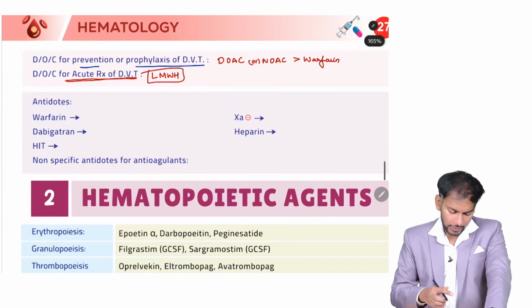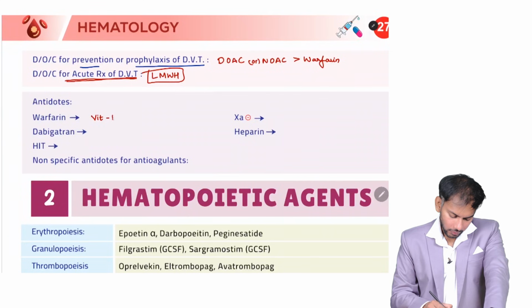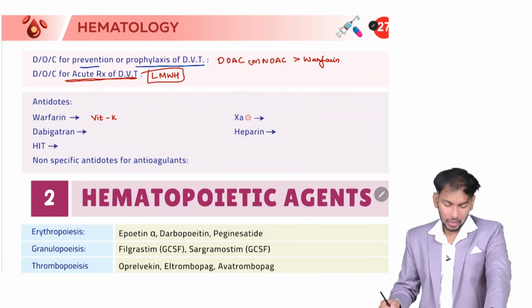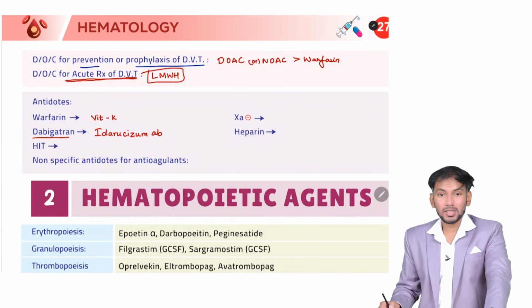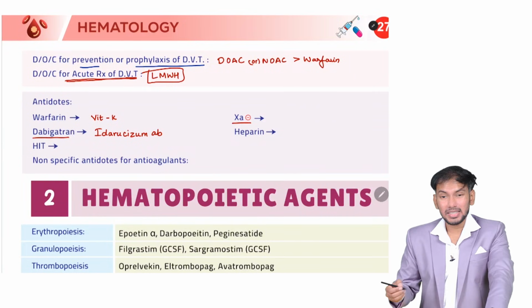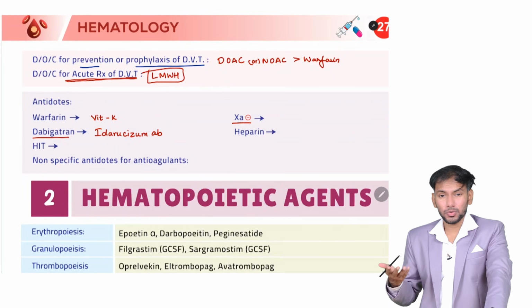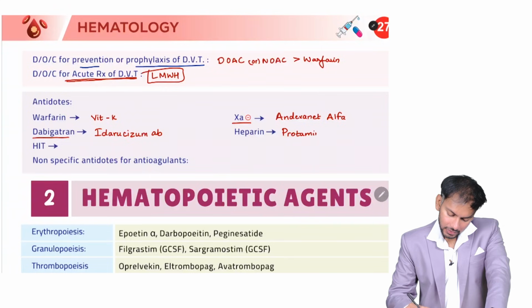Now, coming to the antidotes. What is the antidote for warfarin? It is vitamin K. Now, what is the antidote for dabigatran? It is idarucizumab. Yes, what is the antidote for XA blockers, 10A blockers? Yes, these are the xabans. What is the antidote for this? It is andexanet alfa. For heparin, it is protamine sulfate.